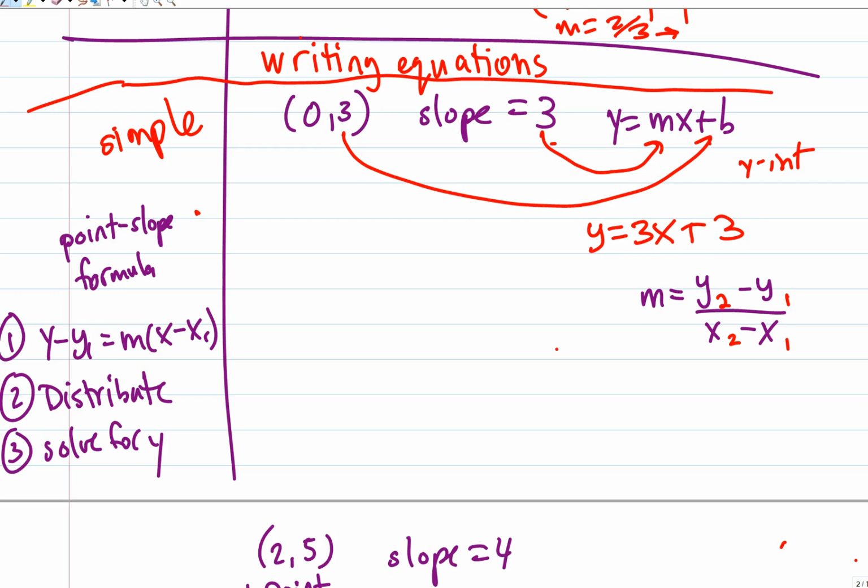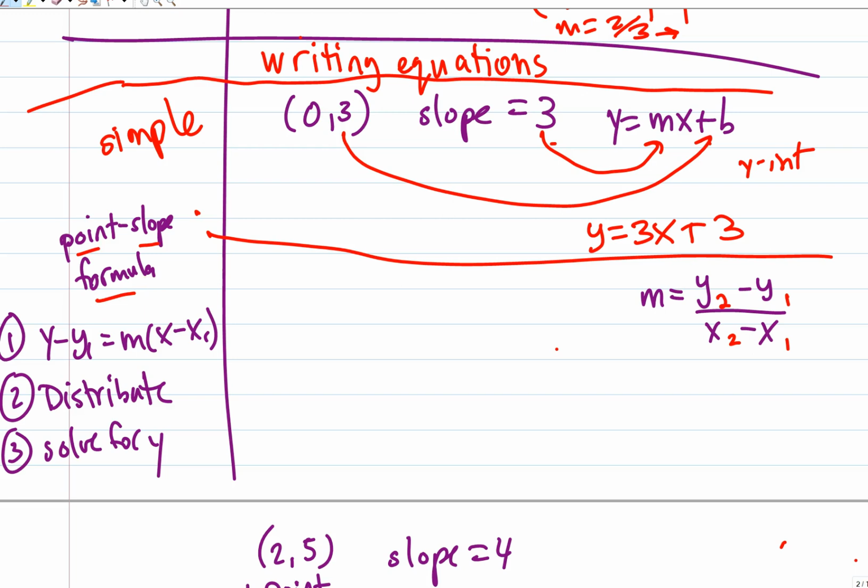Here's the bad news. I moved the next example down, not to be mean, basically because the next one, that point that they give me, isn't the y-intercept, is it? So we're all in trouble now. Nope. There's another way. And it's called the point-slope formula. And it's already right there. So if you want to start copying it down when we talk through it, that's fine.